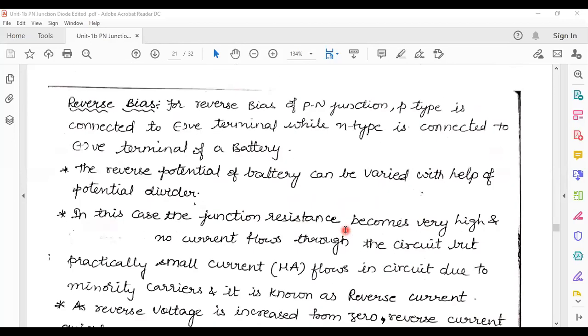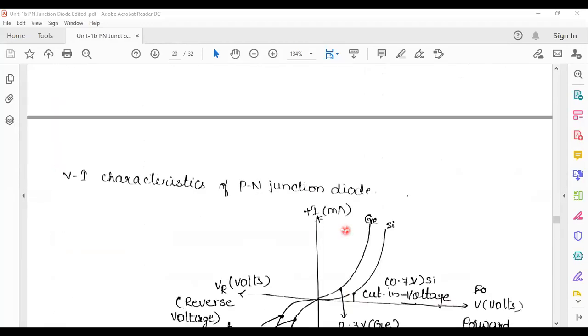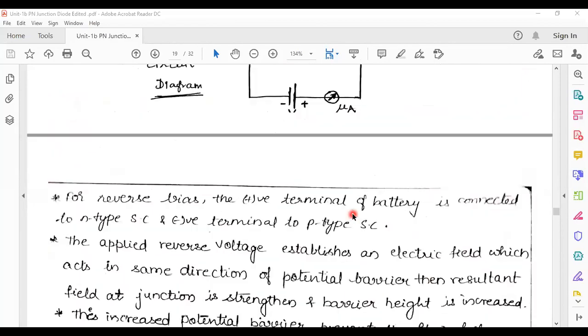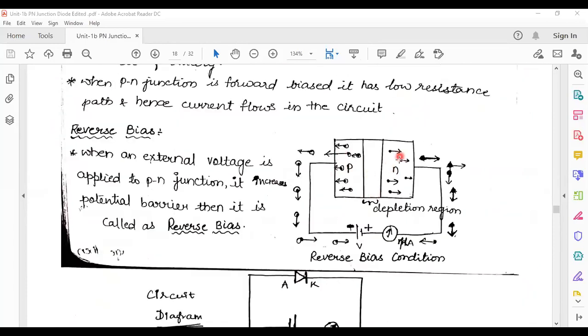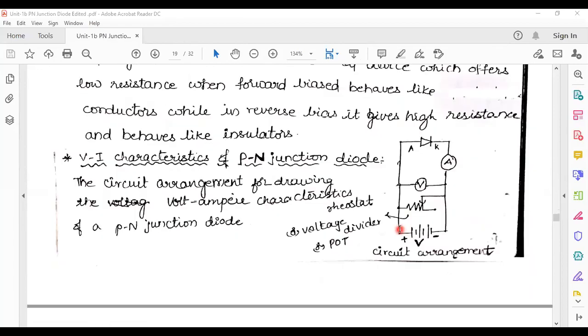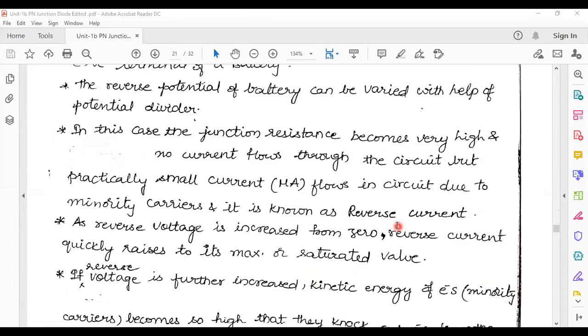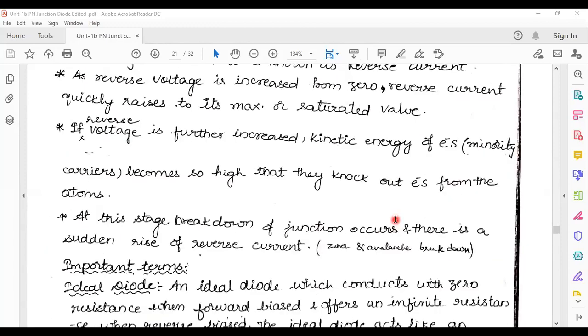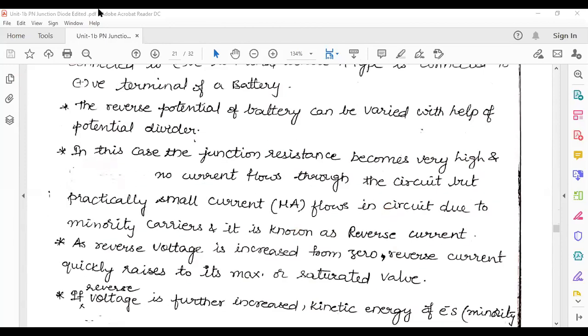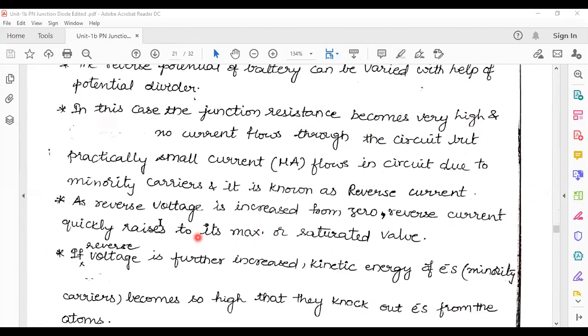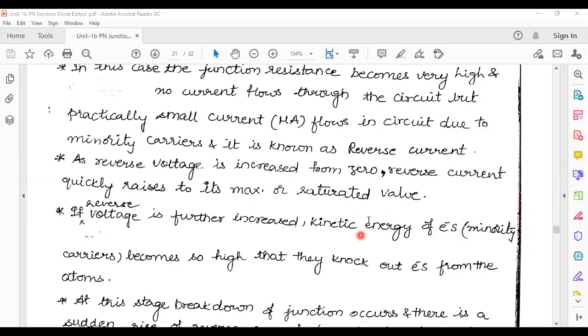That means indirectly the p-type material consists of some minority carriers, and the n-type material also consists of some minority carriers. Due to the conduction of these minority carriers present in p-type as well as n-type materials, the current flow will take place. In this case, as reverse voltage is increased from 0, reverse current quickly rises to its maximum value or saturated value.